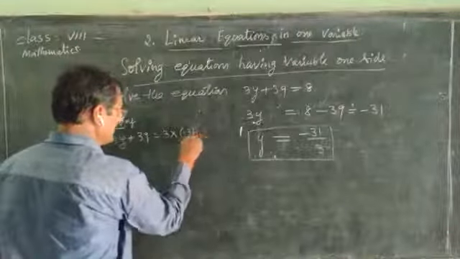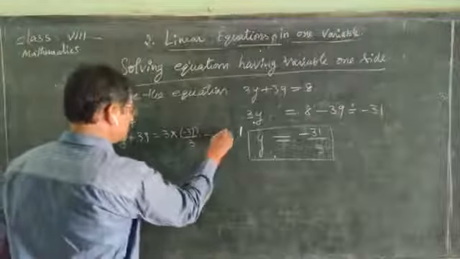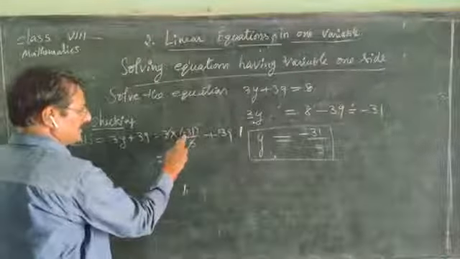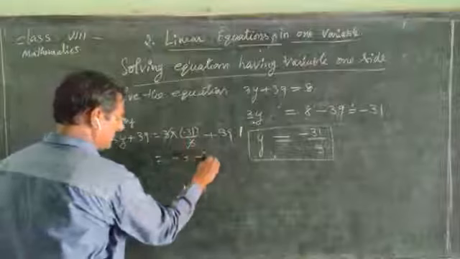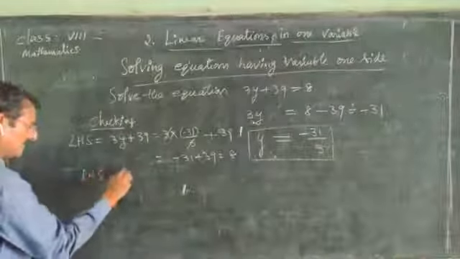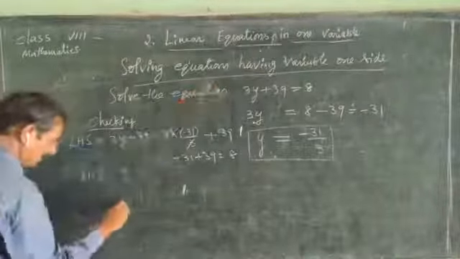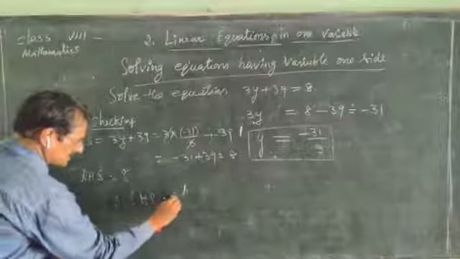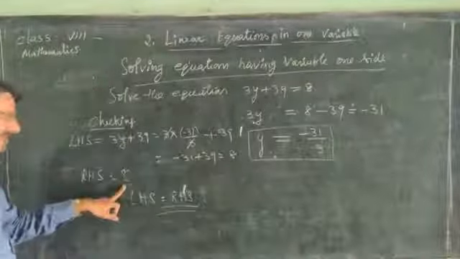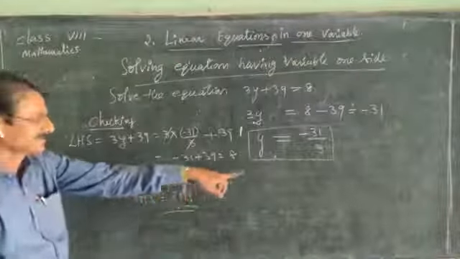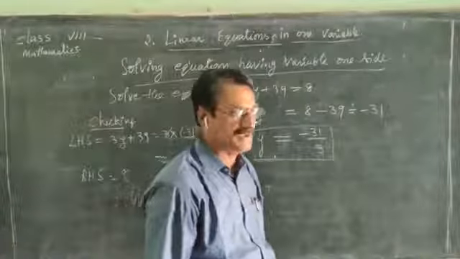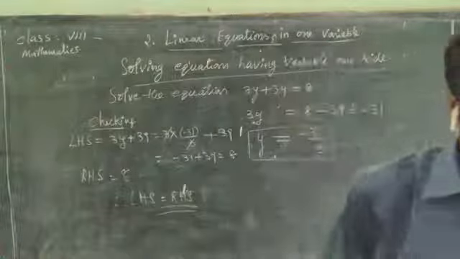3y means 3 into the y value we got: minus 31 by 3 plus 39. The 3 cancels. Minus 31 plus 39 equal to how much? 8. RHS equal to how much there? 8 is there. We got LHS equal to RHS. LHS 8, RHS 8, so it is the correct one. The solution of the equation is y equal to minus 31 by 3. Now you observe one more example.